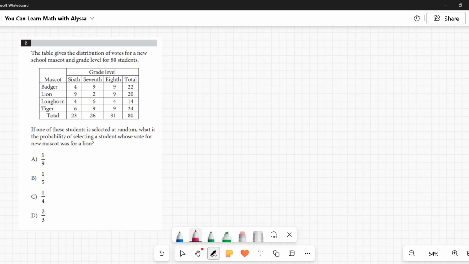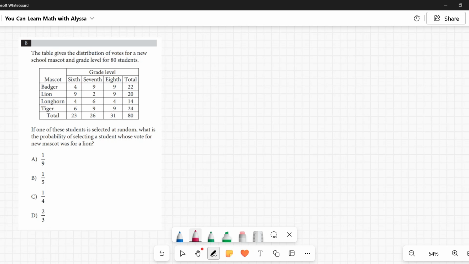Number 8. The table gives the distribution of votes for a new school mascot and grade level for 80 students. If one of these students is selected at random, what is the probability of selecting a student whose vote for the new mascot was for a lion?